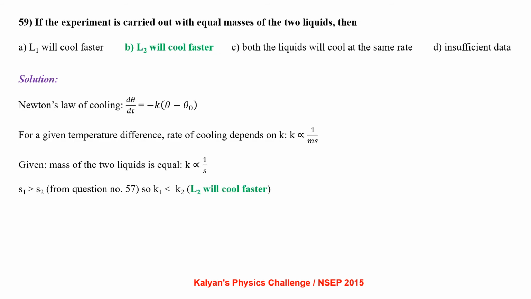If the experiment is carried out with equal masses of the two liquids, then L1 will cool faster, L2 will cool faster, both the liquids will cool at the same rate, insufficient data. Applying Newton's law of cooling, d theta by dt equals minus k times (theta minus theta naught). For a given temperature difference, rate of cooling depends on k. K is proportional to 1 by ms. Given mass of the two liquids is equal, so k is proportional to s. S1 is greater than S2 from the previous question. So K1 is less than K2. So L2 will cool faster.